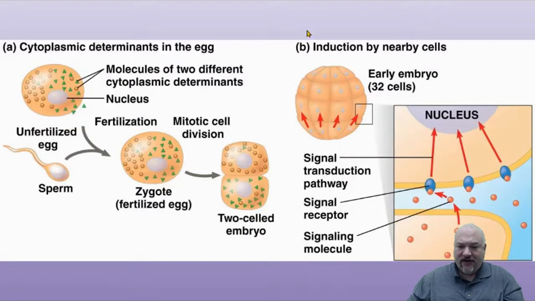So that's what's pictured over here. Here we've got a very early embryo with 32 cells, and these cells are sending signals to their neighbors. So these cells are sending out these signals. We've got a signal receptor, and then a transduction pathway that affects some change in gene expression in the nucleus.